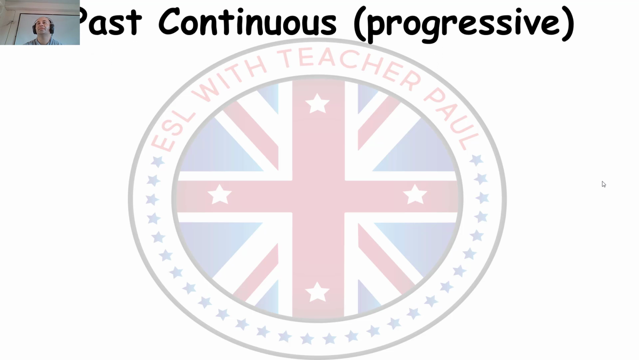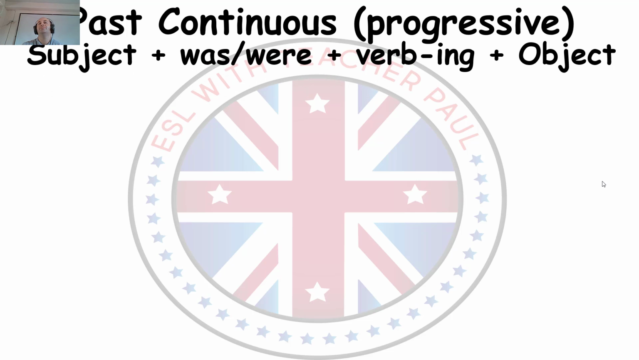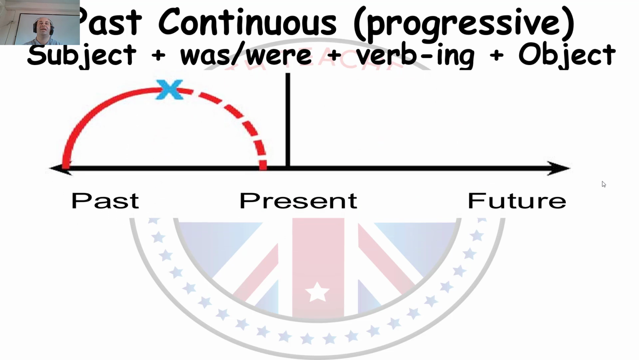Past continuous. This is past progressive, okay? And we change the form again. Subject was or were, verb ing, and an object, okay? And this is our timeline, okay? So you can see it is something that happens in the past, okay? A past event. A past action.